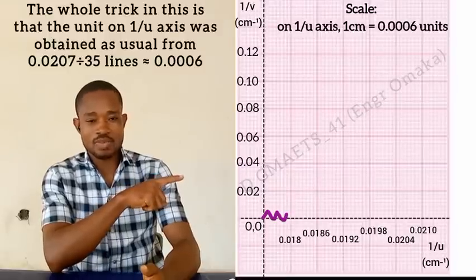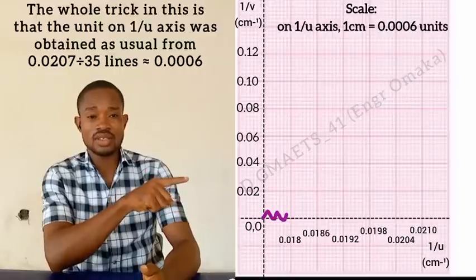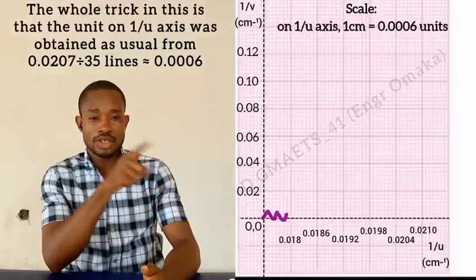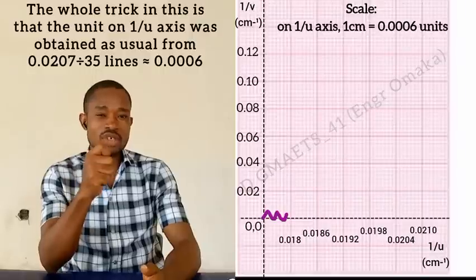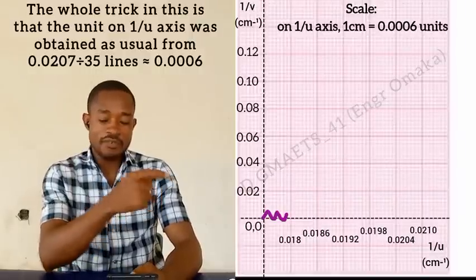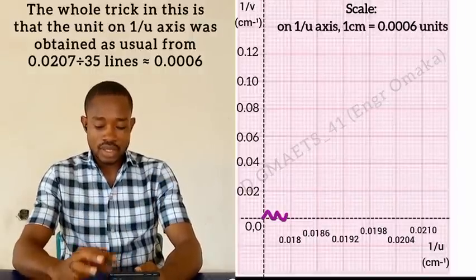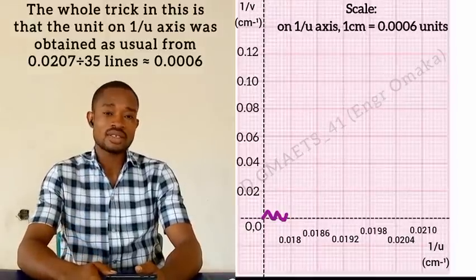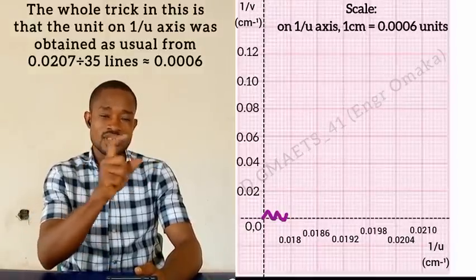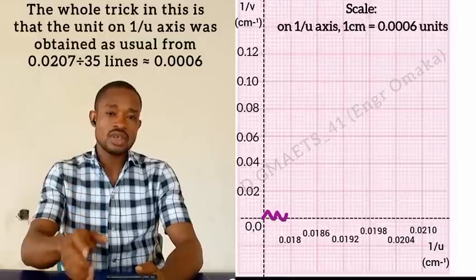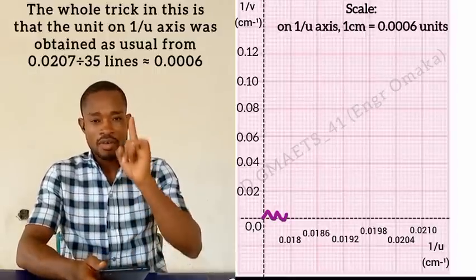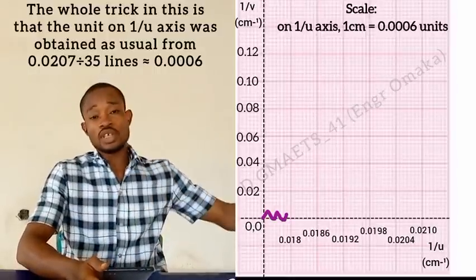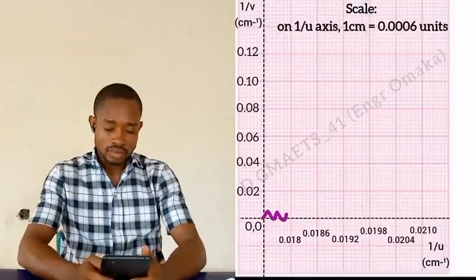Although you're not seeing that 0.0006 unit, the truth of the matter is for you to know that that is the unit that is used. Take a difference between 0.0186 and 0.018. You would notice that the difference is 0.0006, which was the actual unit representing every 1 centimeter on the horizontal axis.